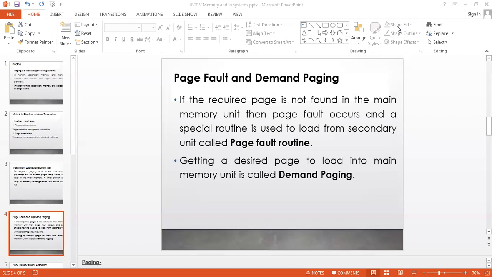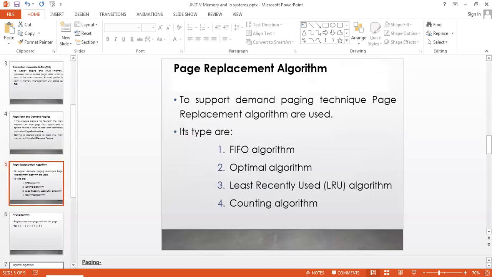The page fault routine is used to retrieve the data from the secondary memory to main memory. And the data is loaded in the main memory with the help of demand paging. So we also have page replacement algorithms. The page replacement algorithm is used for supporting the demand paging technique. Various types of algorithms are used for page replacement.